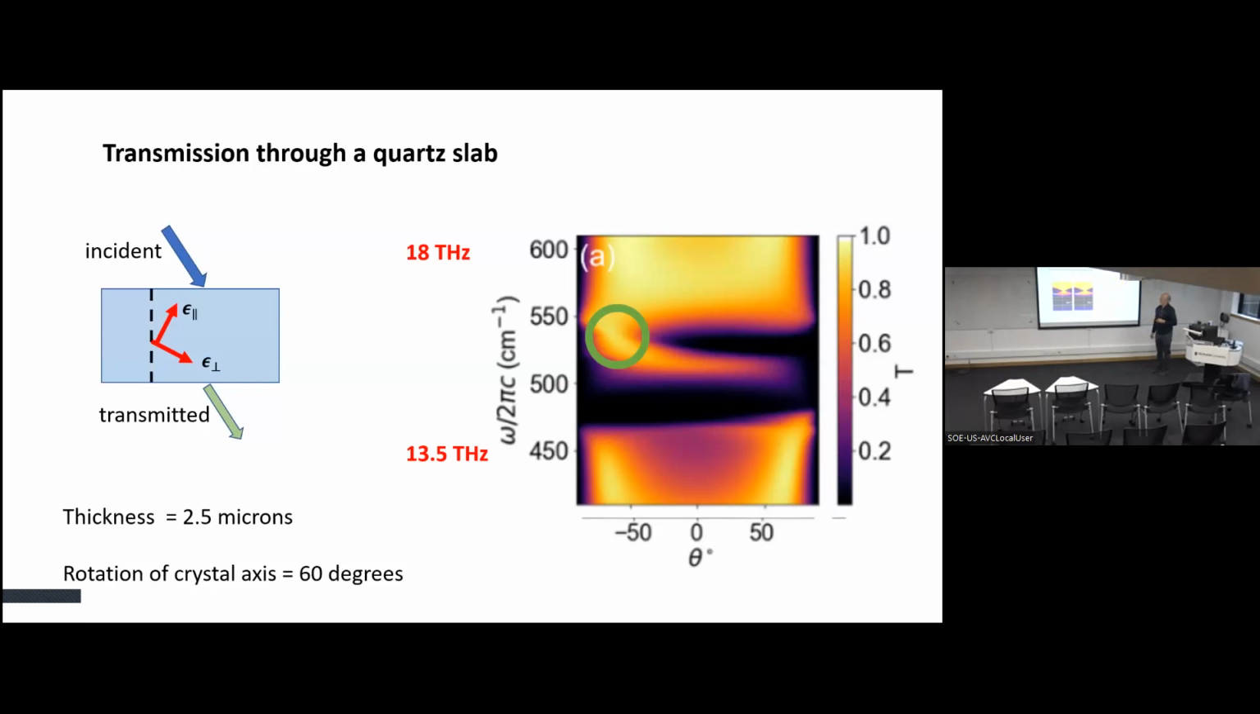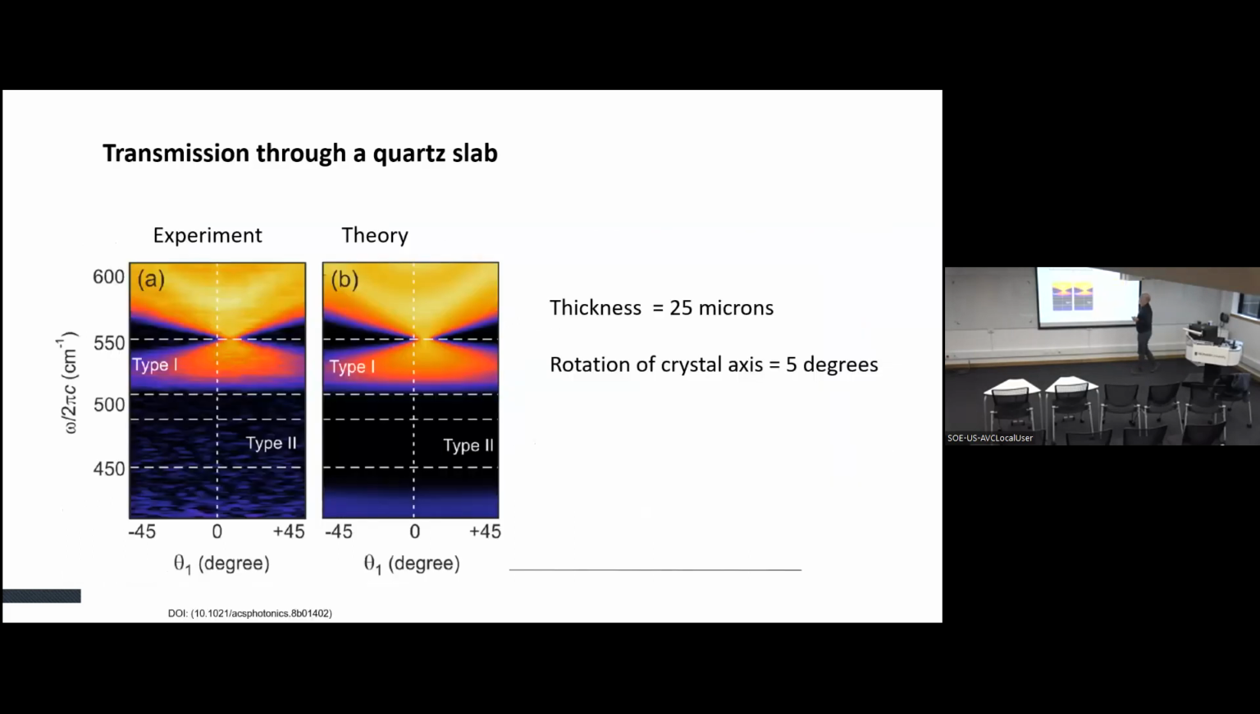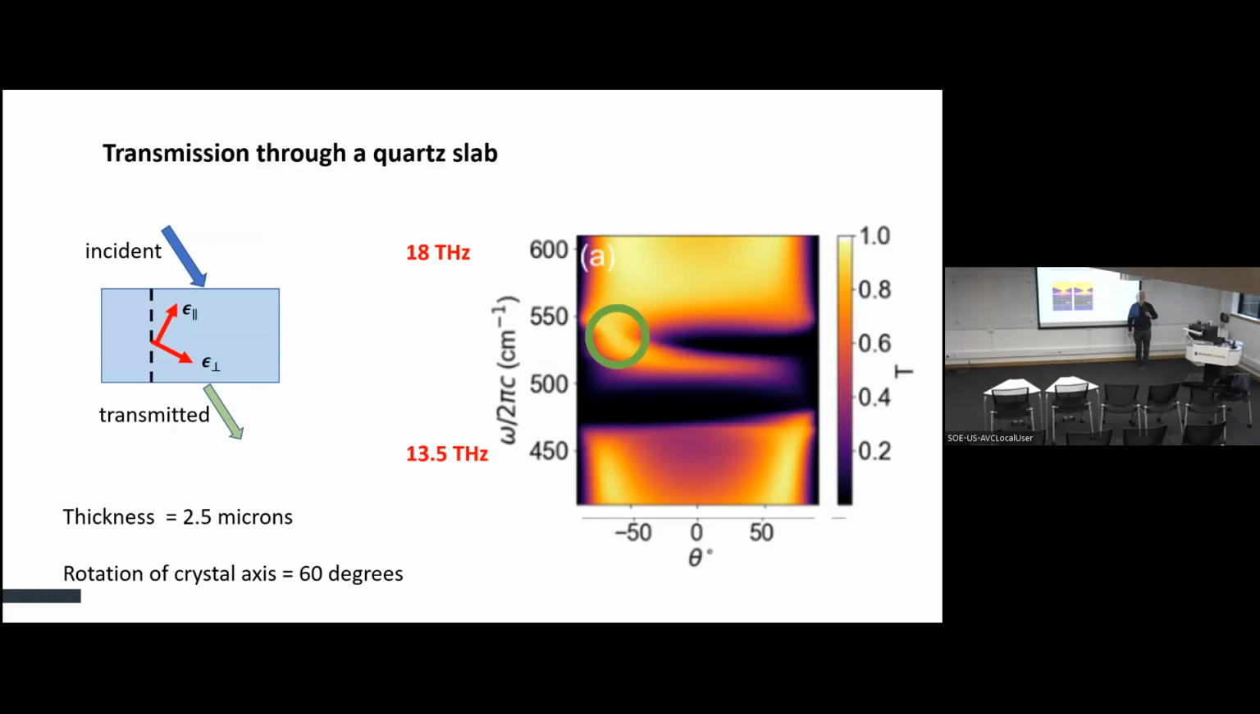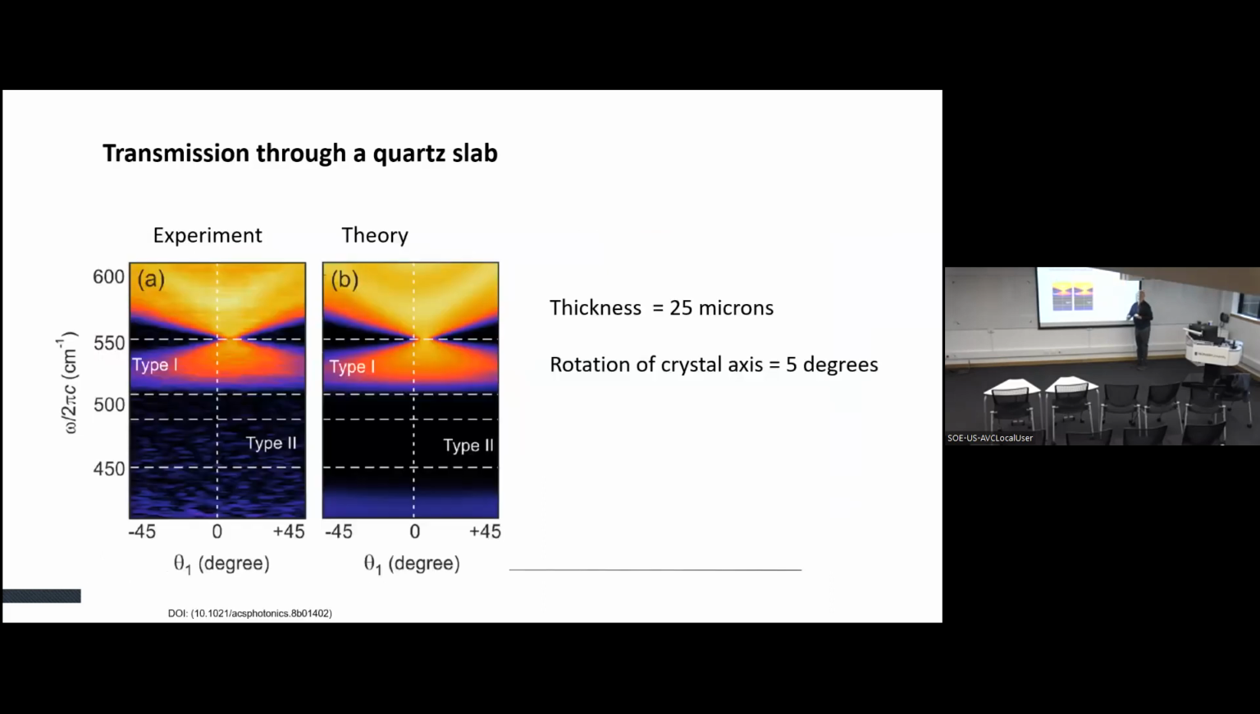And you probably don't believe it. That would be my reaction. So we actually have an experiment and theory. Instead of the dramatic 2.5 microns, we couldn't get a quartz sliver that thin, but we could get one at 25 microns. The rotation of the crystal axis is only 5 degrees, but here's the theory. And again, it's the same thing. The color bar is how much is transmitted. Yellow is a lot transmitted.